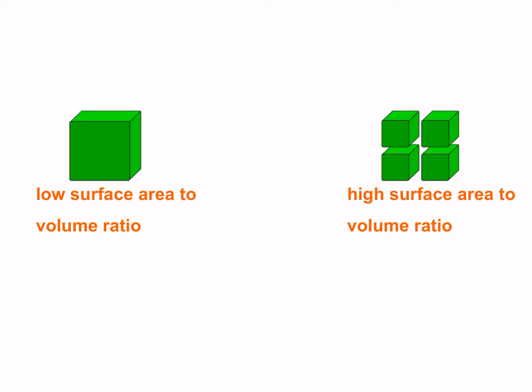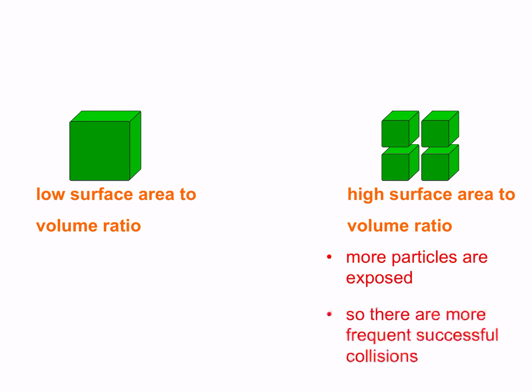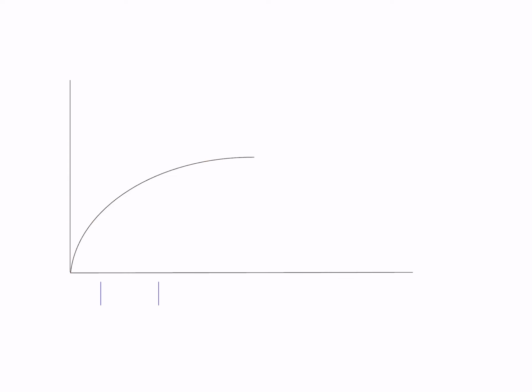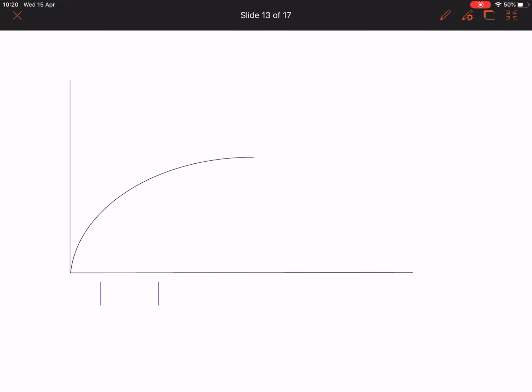Just to recap, if we have a low surface area to volume ratio, the reaction will be slower. If we have a high surface area to volume ratio, the pieces are smaller, the reaction will be faster. What you'll need to know is, why is it faster? Well, there are more particles exposed and there are more frequent successful collisions. Just briefly, also on the questions that you'll be sent, there's a question about tangents.